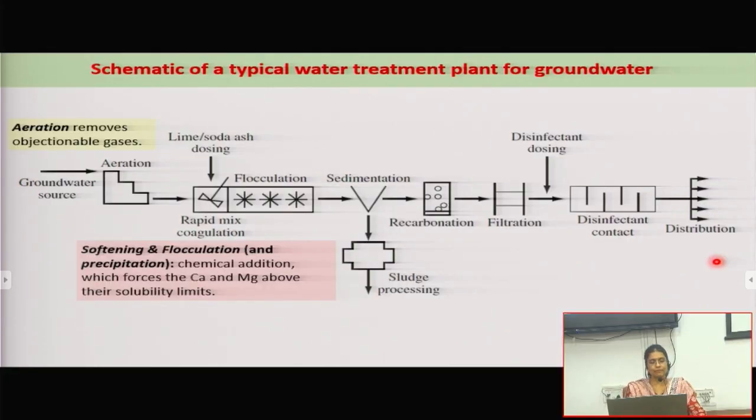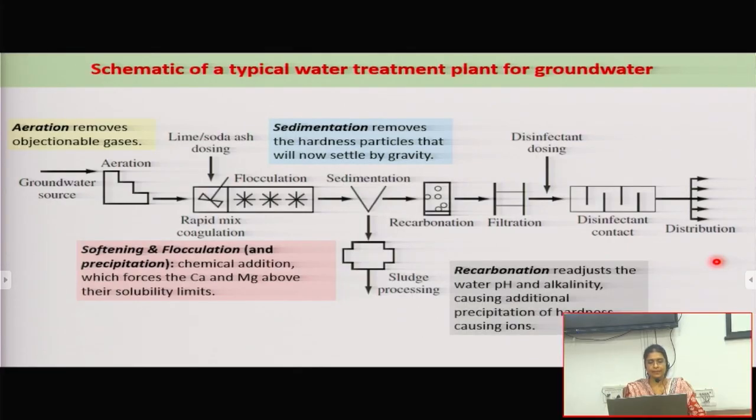Then if you go stepwise, we have a softening method because usually underground water is hard water. This is typical, I'm not going into details of this. Then for removing any suspended impurities, we go for a primary settling tank or a sedimentation tank. Recarbonation is usually done for underground water to adjust the pH and alkalinity.